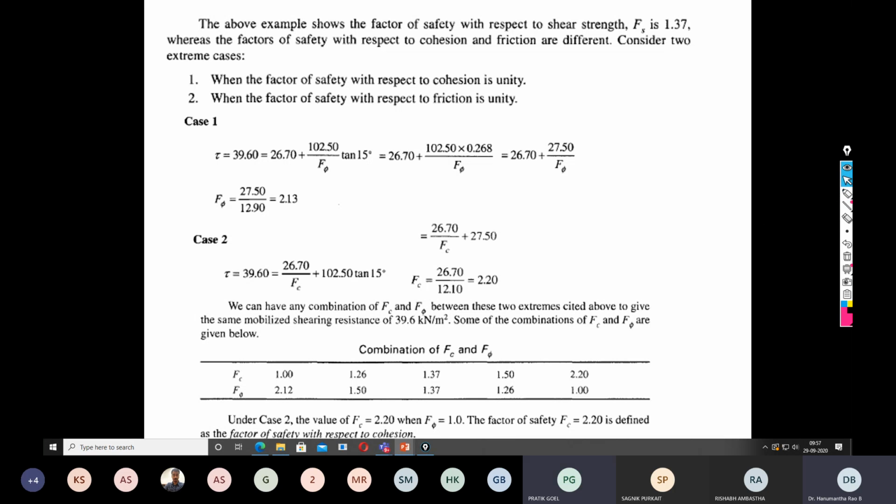Sir, you said that we can get C and phi by testing in the lab. How can we get C_m and phi_m? One process is the stability number, Taylor's stability number. No, we can't exactly determine the C_m and phi_m in the laboratory.